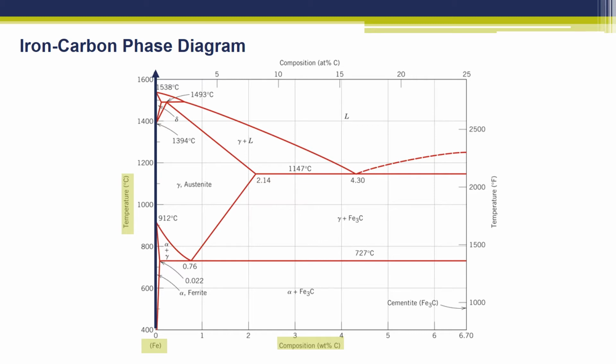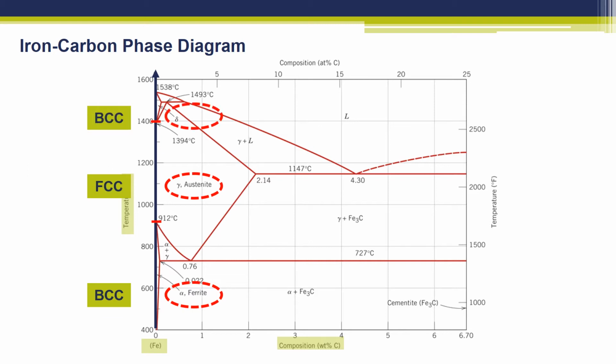At room temperature, the stable form is called alpha ferrite, which has a BCC crystal structure. Ferrite experiences polymorphic transformation to FCC austenite, or sometimes we call it gamma ferrite, at 912 degrees Celsius. This austenite persists to 1394 degrees Celsius, at which temperature the FCC austenite reverts back to BCC phase, known as delta ferrite, which finally melts at 1538 degrees Celsius.